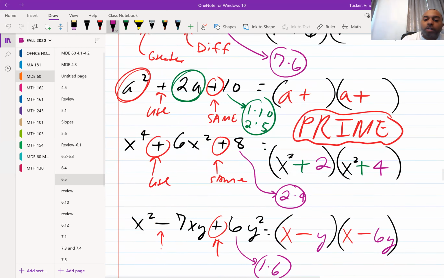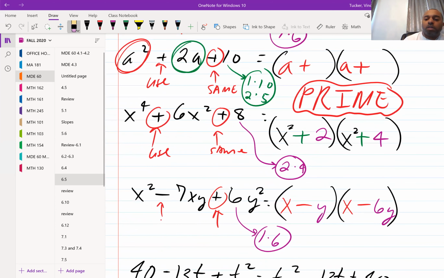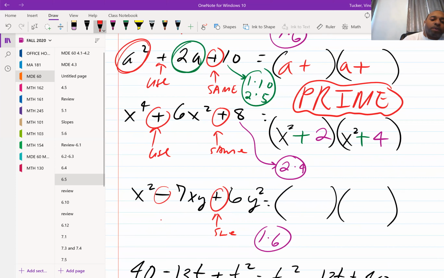All right. So here we have another one. x squared minus 7xy plus 6y squared. Just like before, we're going to look at the back sign. Back sign tells us same. Front sign says use minus sign in both cases. We have x squared in the front, so that's x times x.